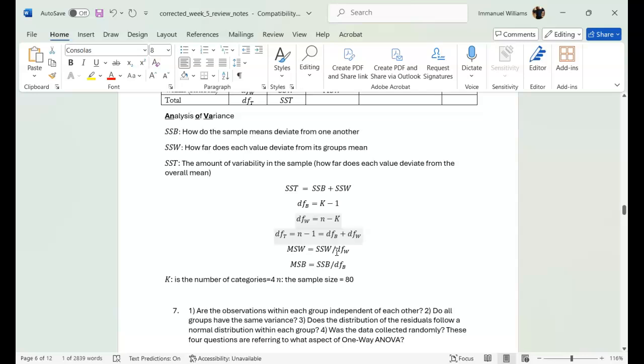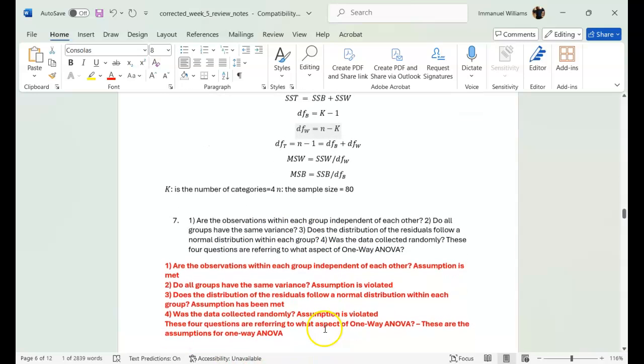Does the distribution of the residuals follow a normal distribution? One could say, based on those QQ lines, yes, in a way. Was the data randomly selected? Not really, because they were done in a row. So these are the assumptions. These 4 questions are referring to the assumptions for one-way ANOVA. Okay.